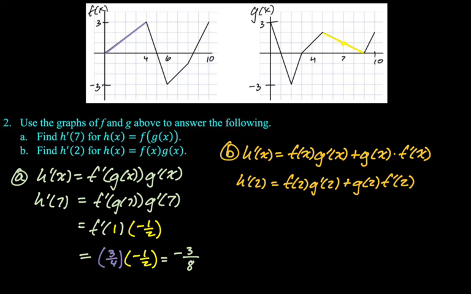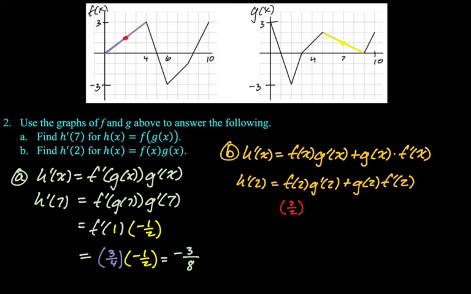Now we need to start collecting our values. So f of 2, you can see is like 3/2, right? And I'm not really estimating because if you go over 1, you go up 3/4. So if you go over 2, you go up 2 times 3/4, which is 3/2. Also, it's just halfway to 3, however you want to do it.